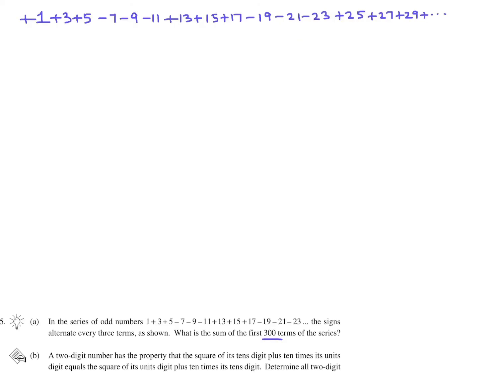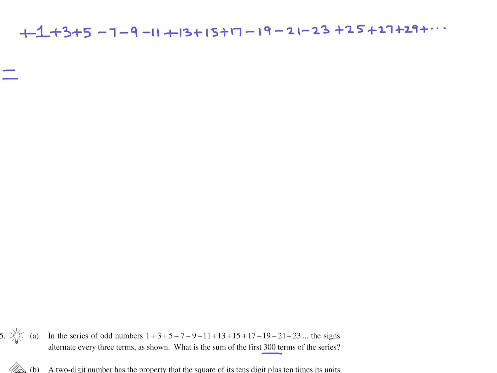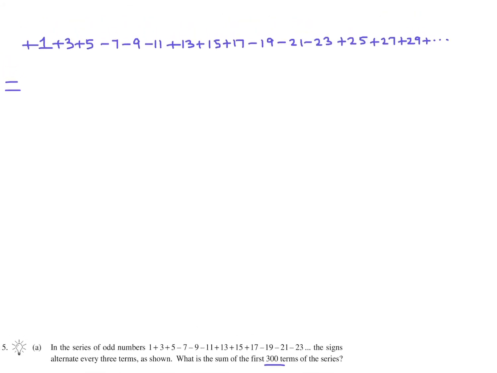You have plus 1, plus 3, plus 5, and then minus 7, minus 9, minus 11, and then every third term, the plus and minus alternate like that. So we have to figure out the sum of this for the first 300 terms. So we basically have to group these. First, I'm going to group the positives, then the negatives, the positives, the negatives, and so on. And if we do it for the first few, we should get some sort of an idea of a pattern.